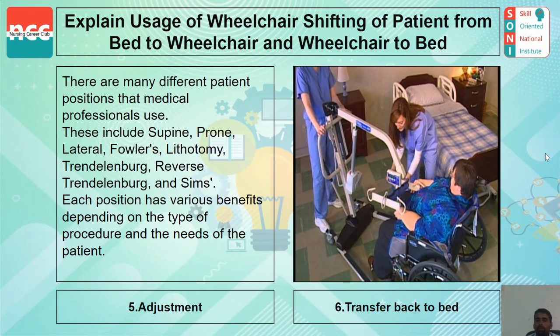Now we will talk about transfer back to bed. A HHA uses a wheelchair to transfer a patient from the wheelchair to the bed, and the patient should be transferred very comfortably, without any injury and without any hindrance.